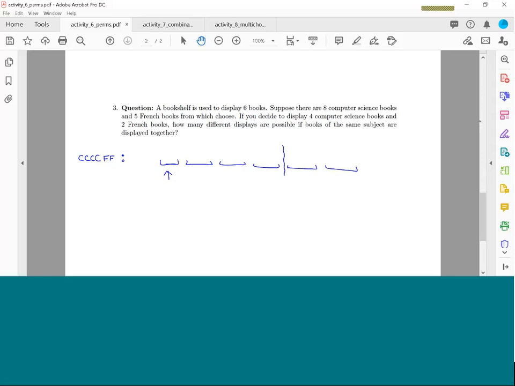This is pretty common when people put a line to indicate that you've got a division there. It doesn't actually mean divide. It's just an easy way in your scratch work to say, hey, these are one type of object and these are a second type of object. So if we start looking now specifically at the computer science books, how many possibilities do we have to select the first computer science book? Don't overthink it.